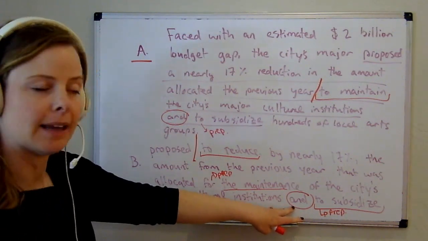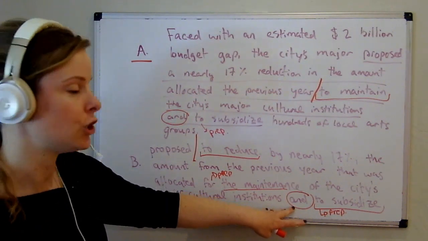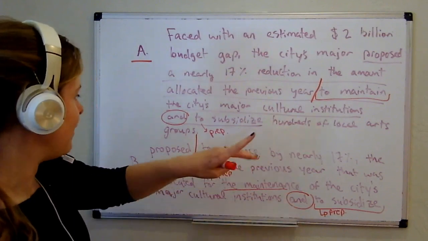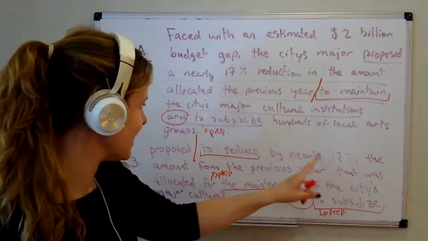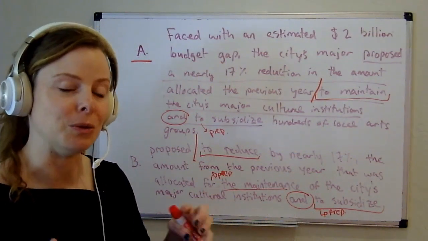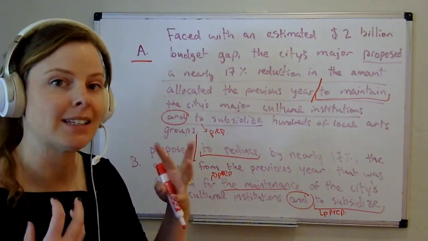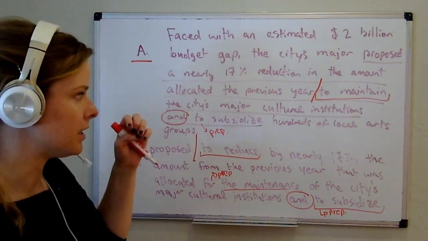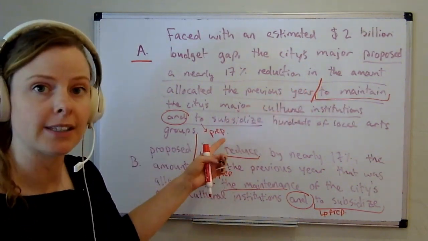But then if you do that same thing with the second leg, you run into issues. We have that the city's mayor proposed to subsidize hundreds of local arts groups. So the mayor is trying to get rid of this budget gap, right? It makes so much more sense for the mayor to be reducing the budget in these two ways, right?